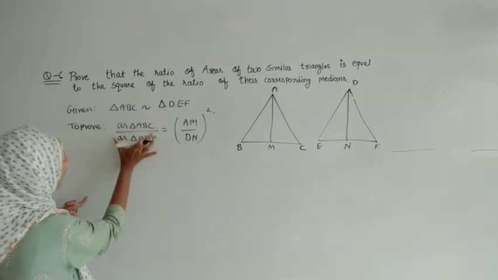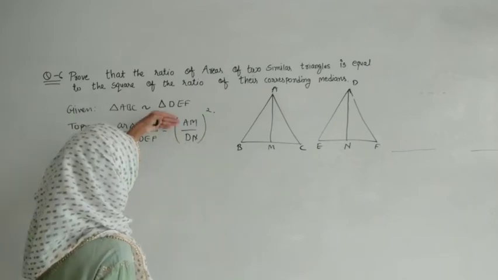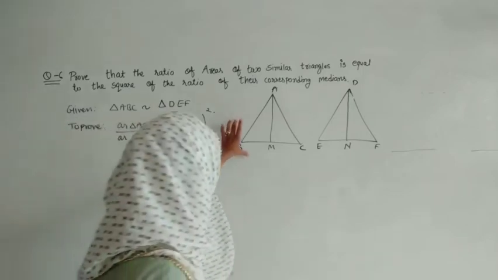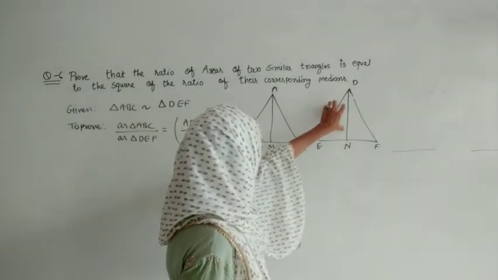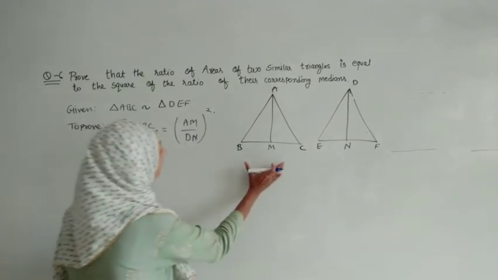Whatever the value of this area and this area, that will be exactly equal to the value of the median ratio squared. So that thing we have to prove, and this question is very easy for us because we already proved it for sides squared, and in the last exercise we proved it about medians also. So what is the concept behind it?